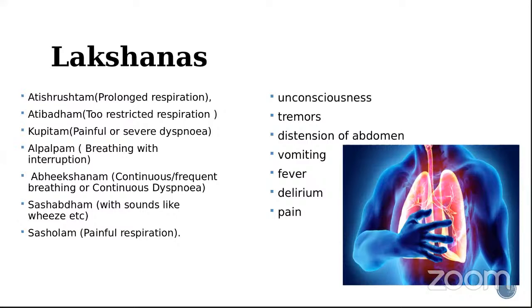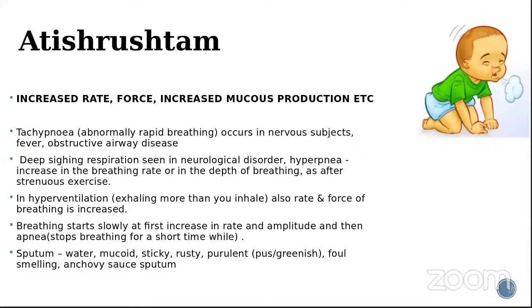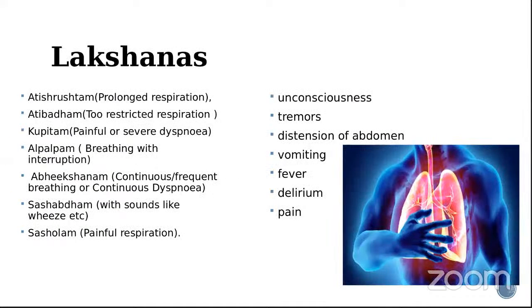That is, first one is unconsciousness. The person will even lose his consciousness. Second one is tremors. Tremors in the sense the person will be having uncontrolled contractions of the muscles, or uncontrollable shivering of the entire body or a particular part of the body.